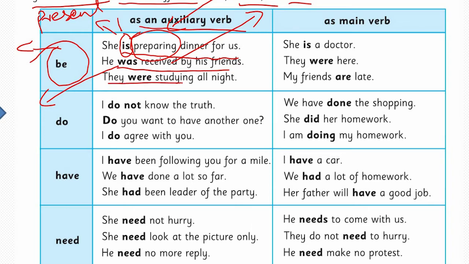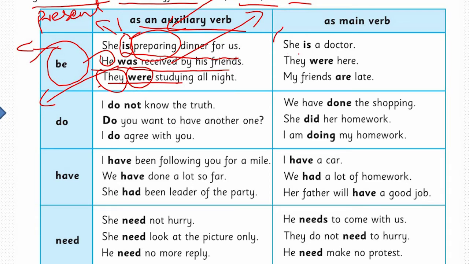Like here, they were studying all night. Where is the helping or auxiliary verb here? It is were, and it indicates that they means we have a group of people here. He is the singular person here and they refers to the plural. So he was and they were. For he, she, it and any single person we use was in the past situation, and for I, you, we, they we use were in the past situation.